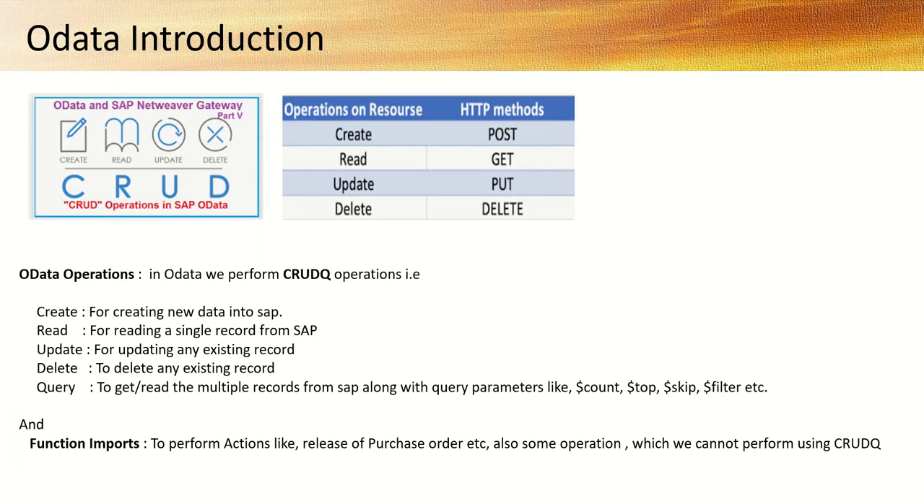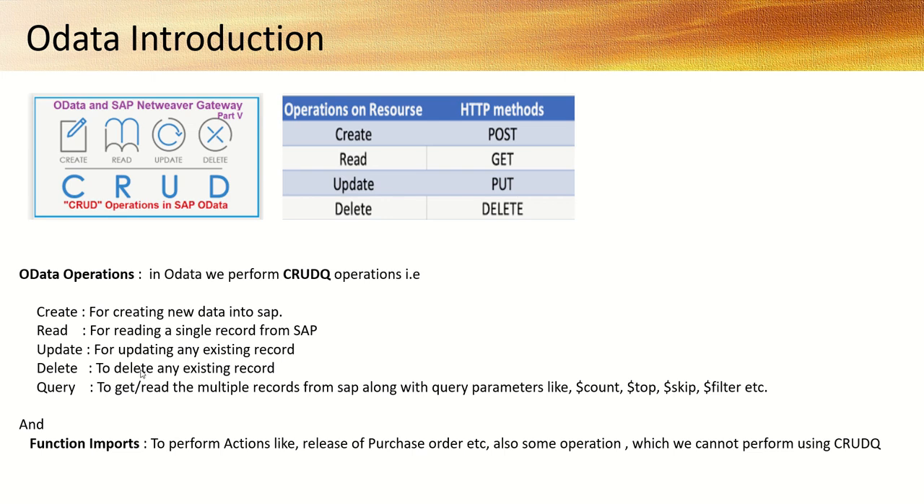OData operations. When we talk about OData operations, we generally refer to the term CRUD, C-R-U-D. So what is CRUD? Here, C is used for creating a new record in the system, R stands for reading a single record from the SAP database, and U, update, is used for updating any existing record.